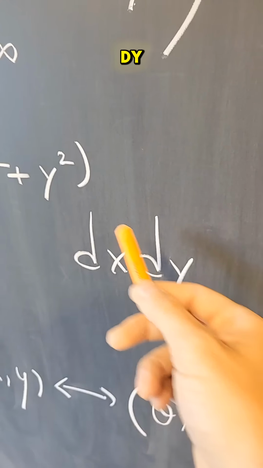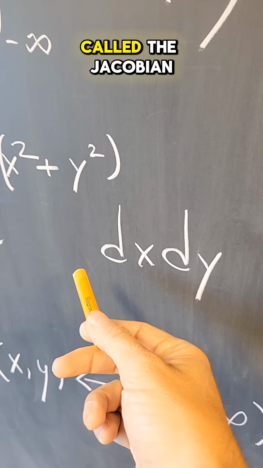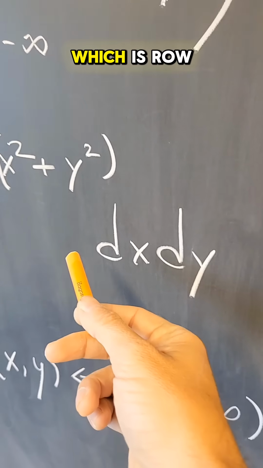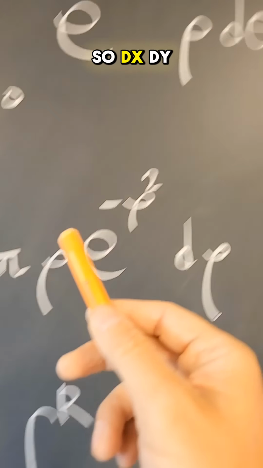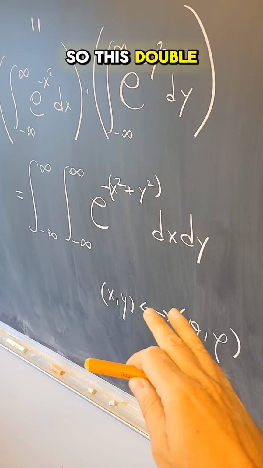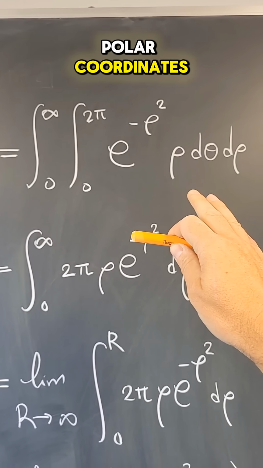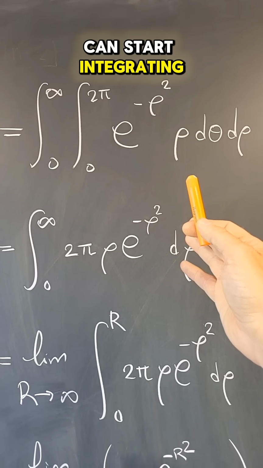And dx dy, when I do the change of variables in the measure, I get what's called the Jacobian of the transformation, which is rho in this case. So dx dy becomes rho d theta d rho. So this double integral in x and y has become this double integral in polar coordinates. So now we can start integrating.